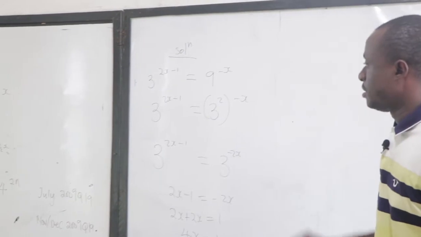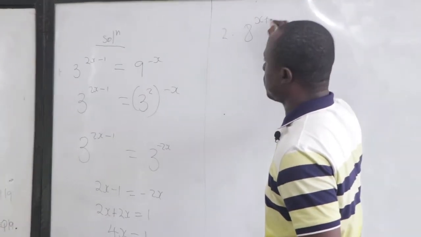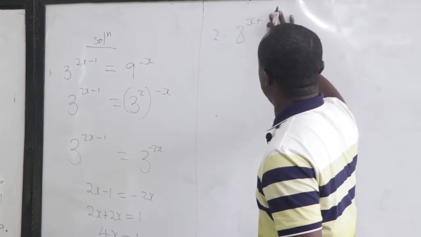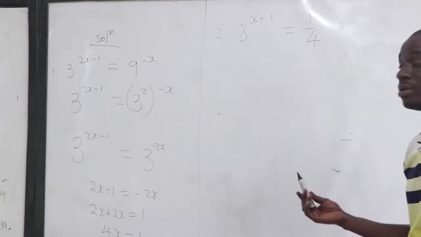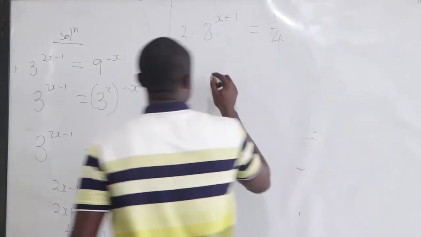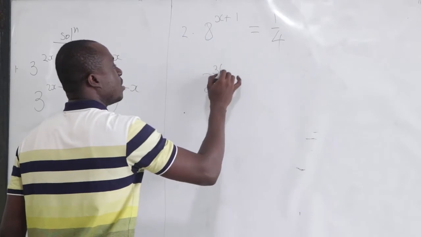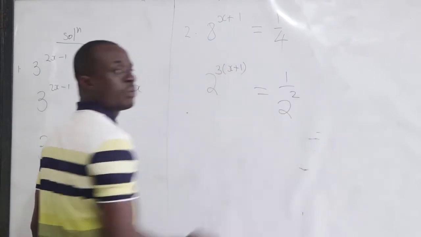Now, let's see the second question. We have 8 to the power x plus 1 equal to 1 over 4. So we can make the base the same. You can change this to 2 to the power 3. You can change this to 2 to the power 2. So we have 2 to the power 3 times x plus 1 equal to 1 over 2 to the power 2.